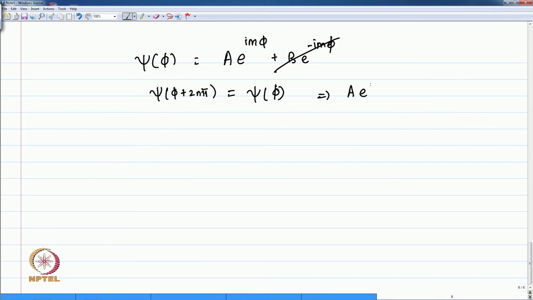Therefore, you remember A e to the i m phi should also be equal to A e to the i m phi plus 2n pi. Therefore, what is this? A exponential i m phi times exponential 2n m i pi. Sorry, there is no A. A is already there.